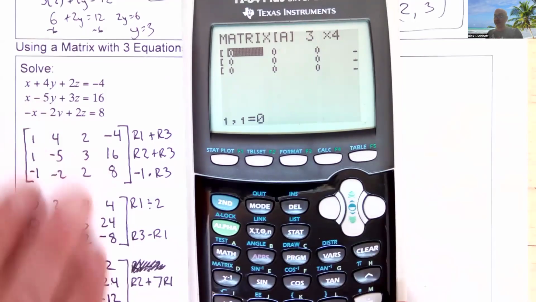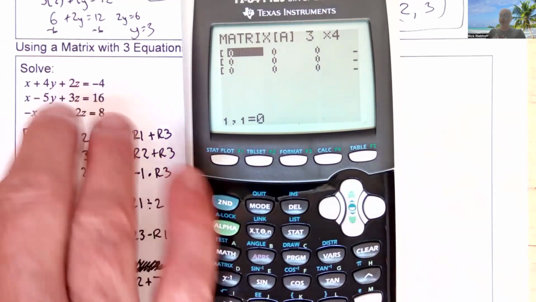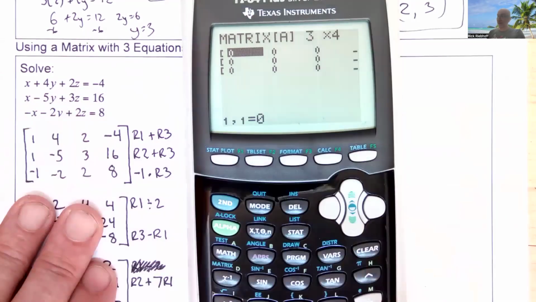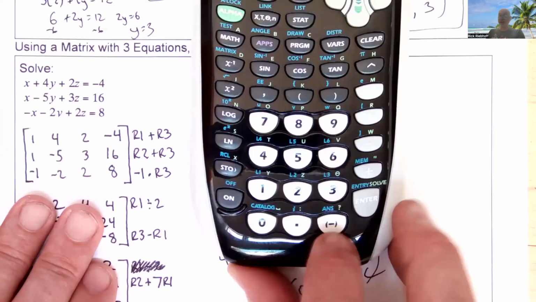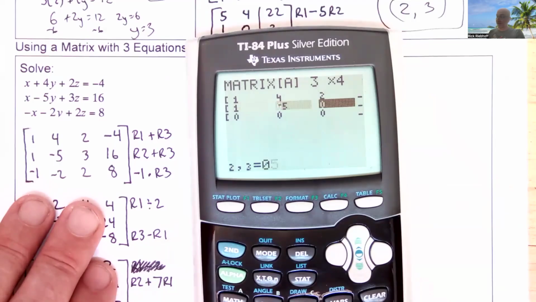All right. Next thing we're going to do is enter the numbers just like this. We want this to look like this. So 1, that's going to go across, 4, 2, -4. Make sure you use your negative, not your minus. So -4. And then the next one is 1, -5, 3, 16. Next one is -1, -2, 2, and 8.